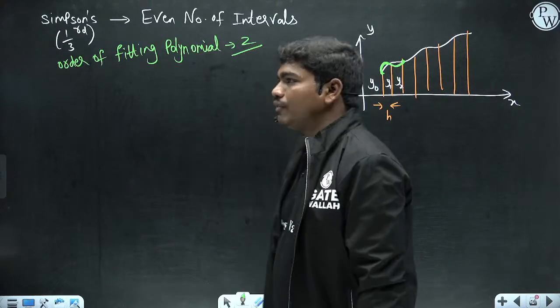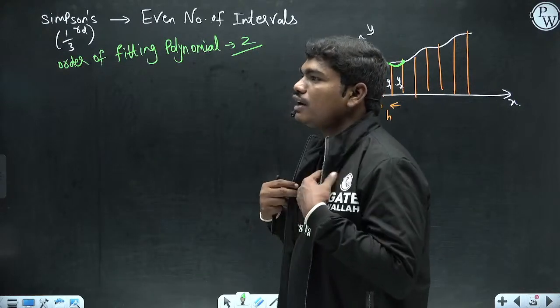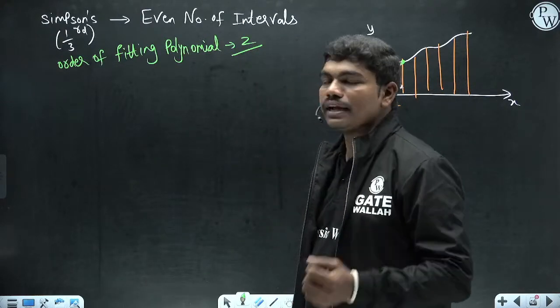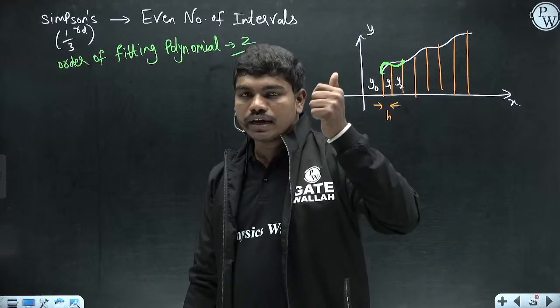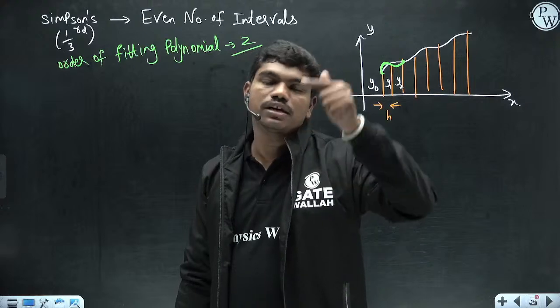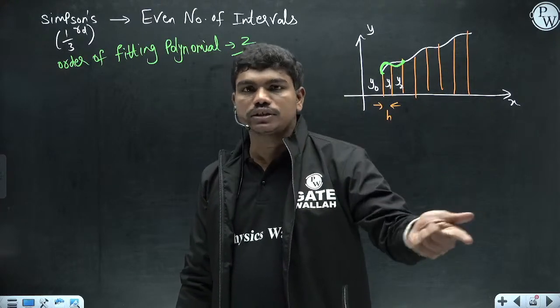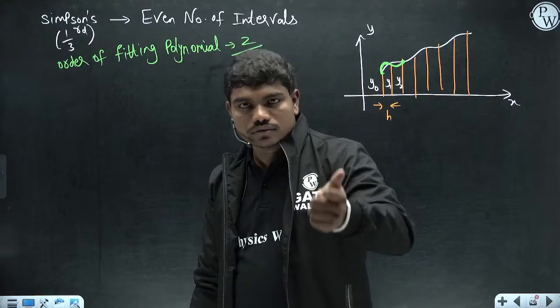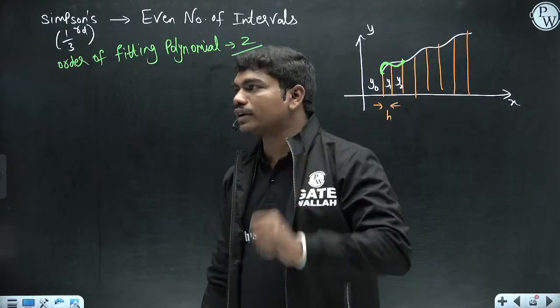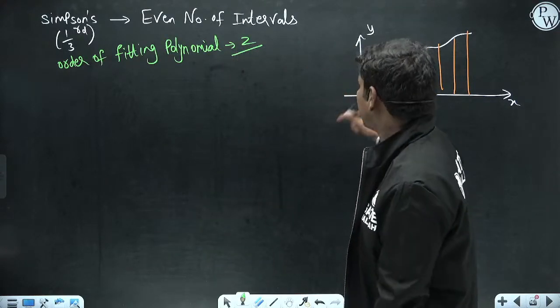Now if you see, using 3/8, can we get the exact value for cubic functions also? Yes, basically. So the trapezoidal rule gives exact results for linear functions, then Simpson's one third gives exact results for linear, quadratic, and of course constant functions, and Simpson's 3/8 gives for linear, quadratic, and cubic also. Now if you see, this is the order of the fitting polynomial.